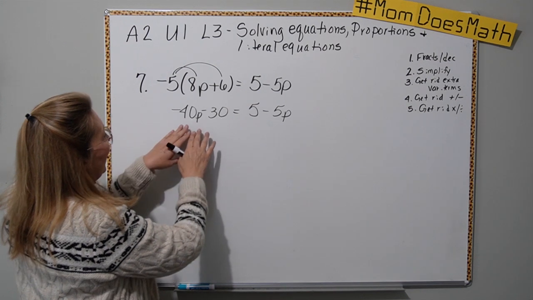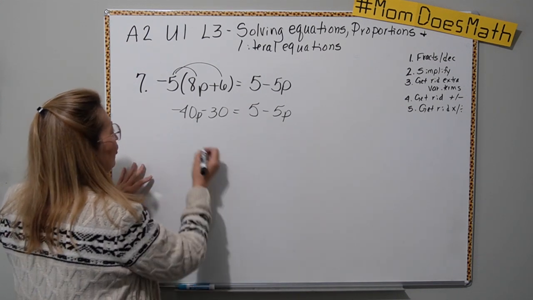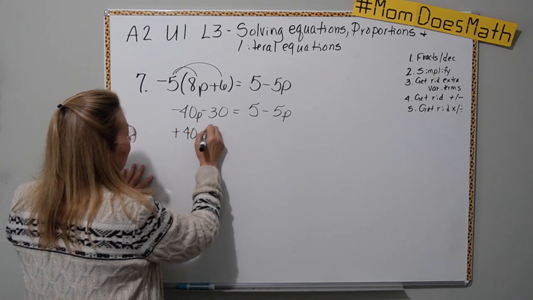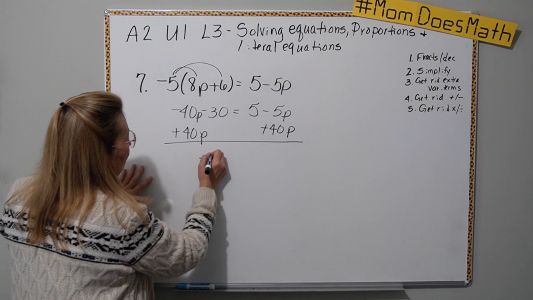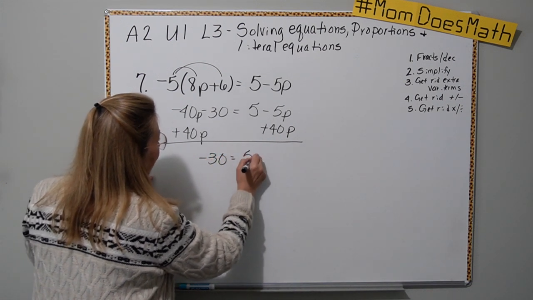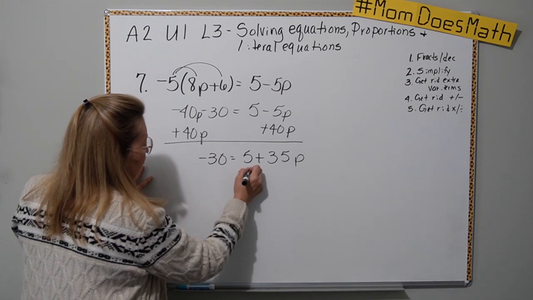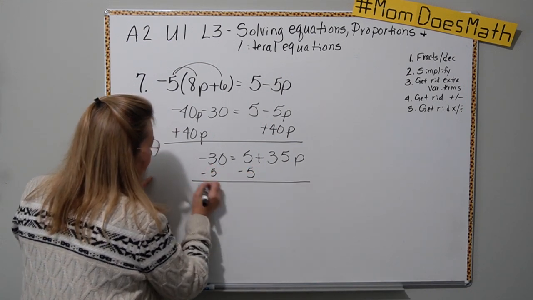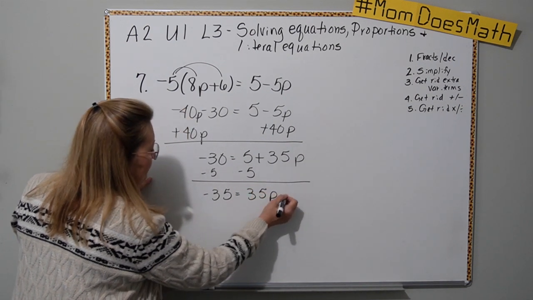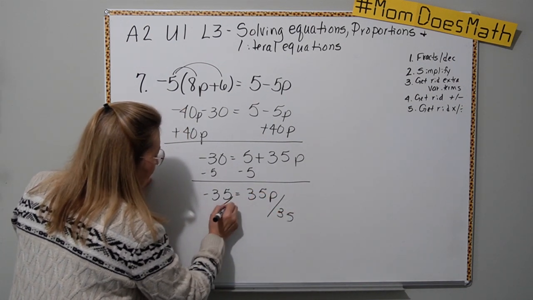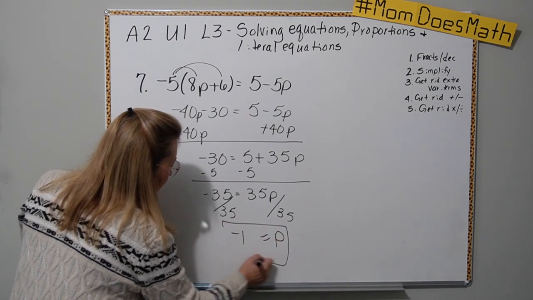Going on down. I have a negative 40p and a minus 5p, so I've got to get rid of one. I'm going to add the 40p to each side, so then they'll be positive. Now I have negative 30 is equal to 5 plus 35p. Then subtract 5 from each side. So negative 35 is equal to 35p. Divide both sides by 35, and p is equal to negative 1.